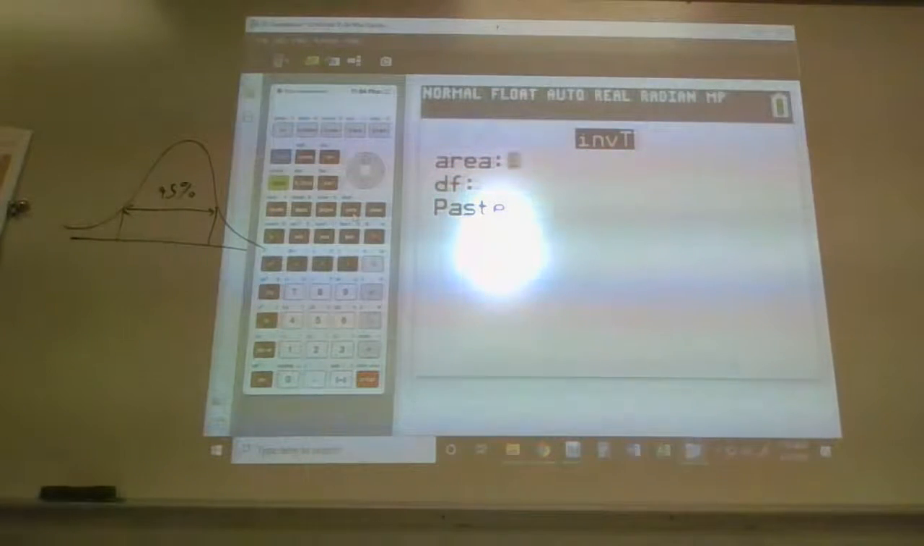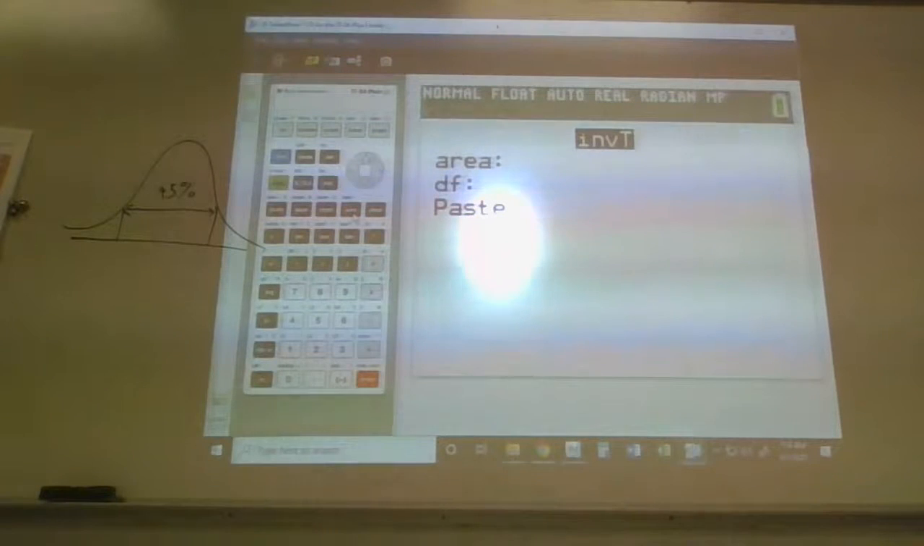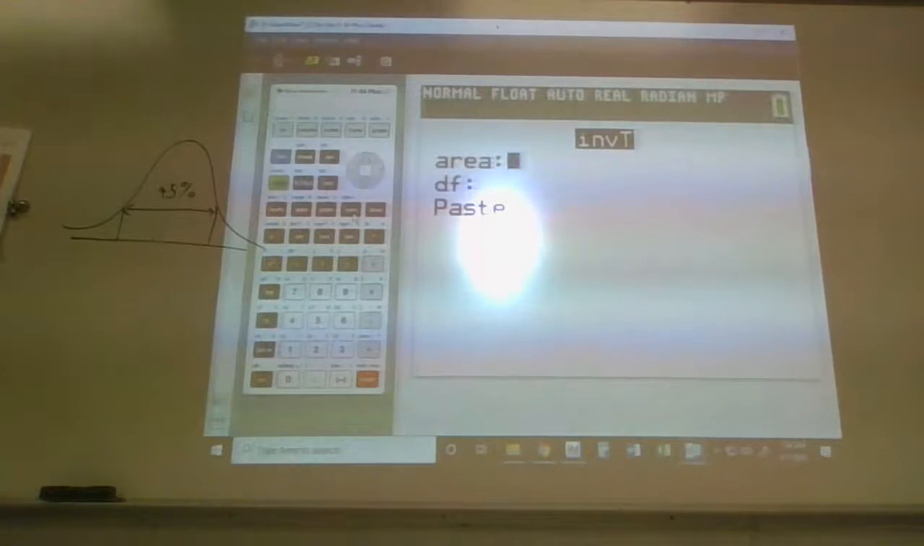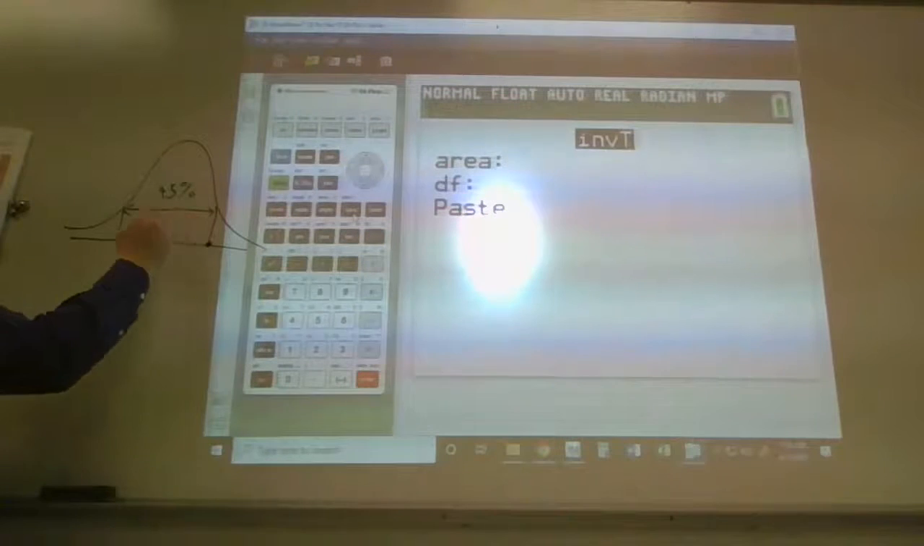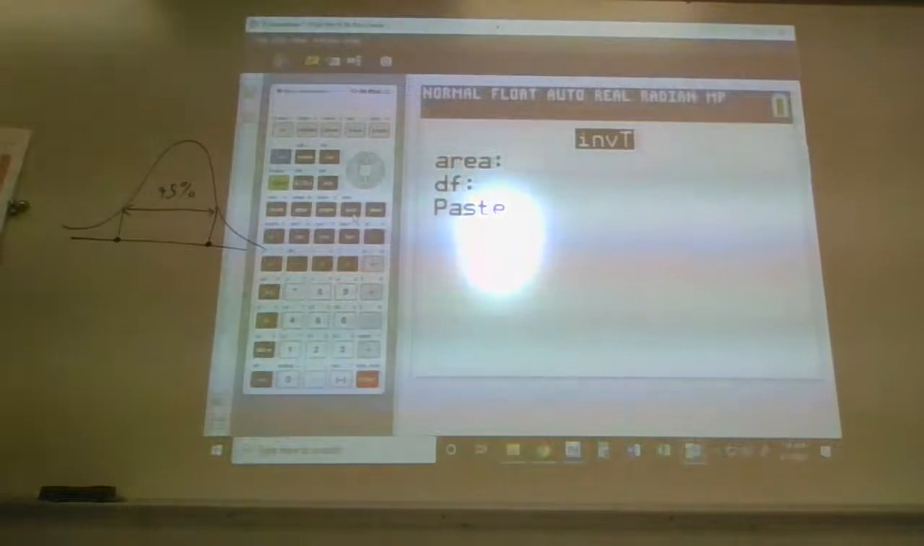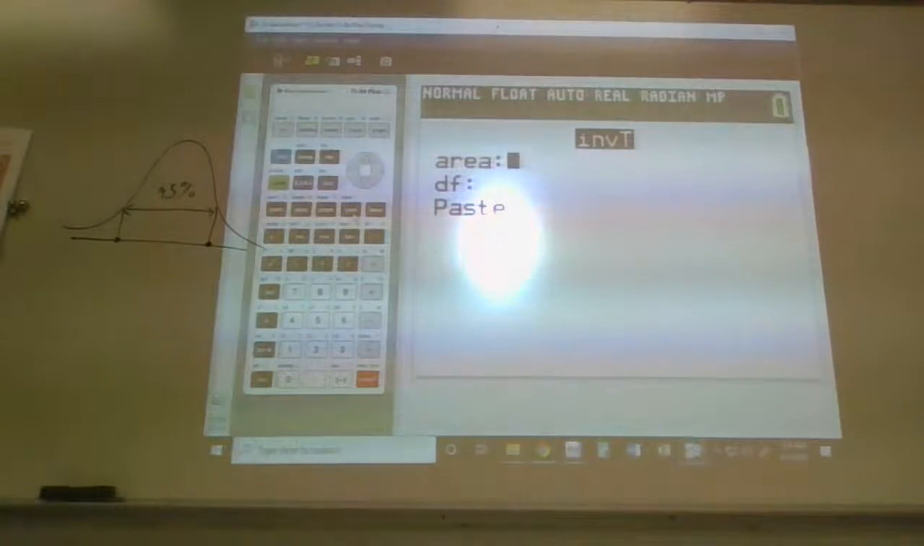(95% confidence interval). What do I type in for area? What do I type in for area? Say again? Not for the sample size, no. Not 0.95. Because remember, if we're trying to capture the middle 95%, the area that we're looking for these T stars is going to be the percentile.